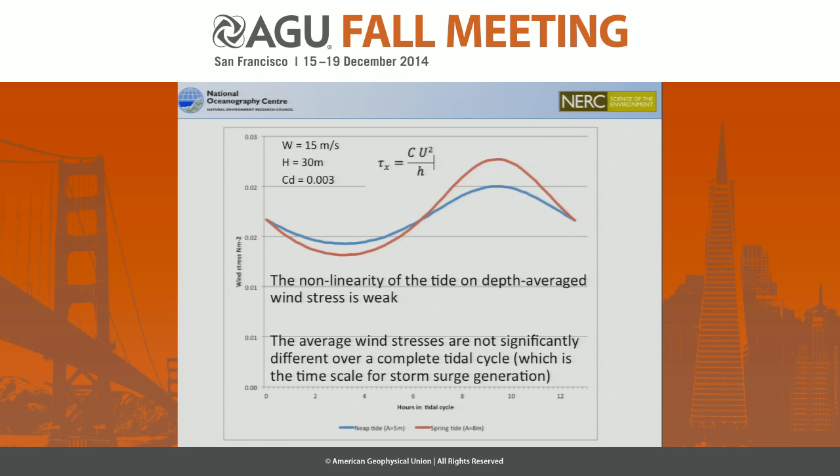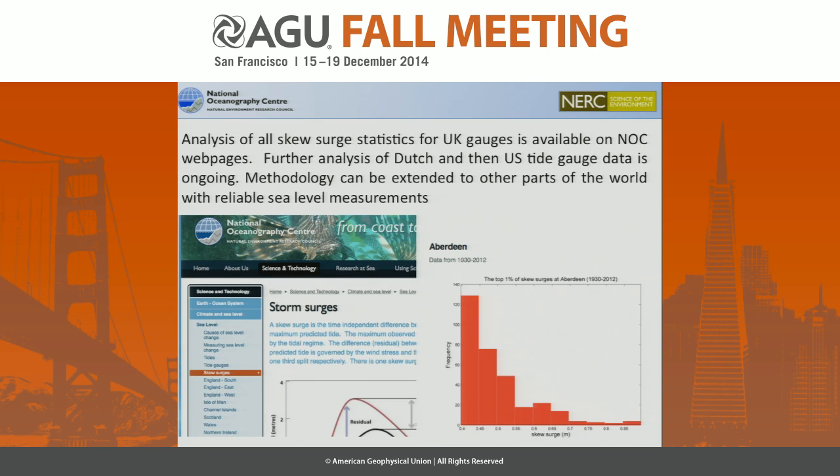There's 12.42 hours here, it's a semi-diurnal tide. Although there is nonlinearity, because this bottom term here is 30 plus the tidal variability. The blue line shows a neap tide, the red line shows a spring tide. So there is some nonlinearity which is evident, but when you average it over the tidal cycle, or indeed take its integral, then it's insignificantly different from just assuming that there's a constant depth in the first place. And so because this is a tidal cycle, it's consistent with the timescale over which a surge is generated, and that might explain why the nonlinearity in depth does not modulate the surge generation.